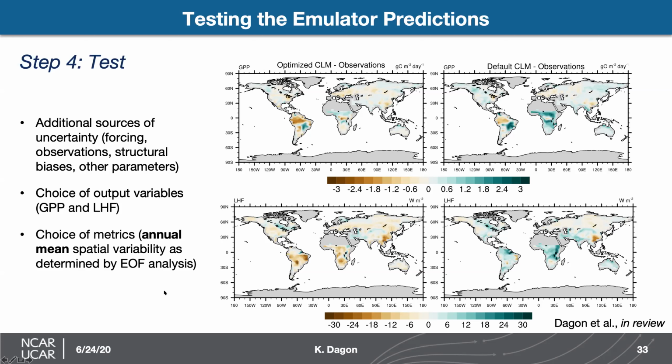And then lastly, I think very importantly, the choice of the metrics. So the EOF decomposition was done on annual mean spatial variability. And this is important because, especially for quantities like GPP and latent heat flux, the seasonal cycle is really important. And so we're not capturing any of that here, but it would be great to go back. We've already talked about repeating this with different metrics to better capture the seasonal cycle and see if we can reduce some of the uncertainty there.